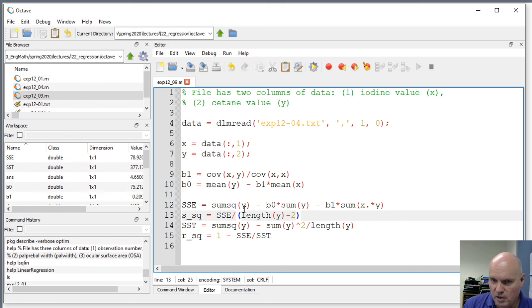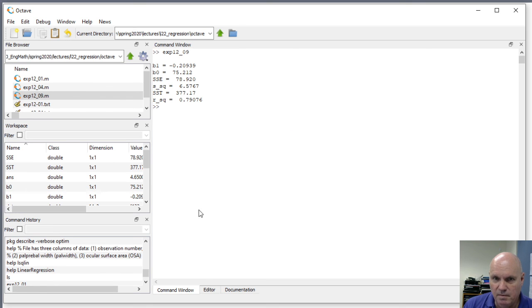And so here's the estimate for the variance. It's the SSE divided by n minus 2, and again n I get is just the length of Y, and then similarly SST is the sum of the squares of the elements in the Y vector minus the sum of the y terms squared divided by the length of y, and finally I can get the coefficient of determination.